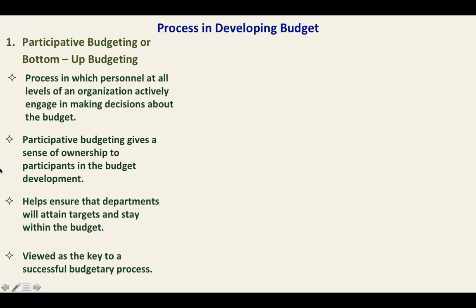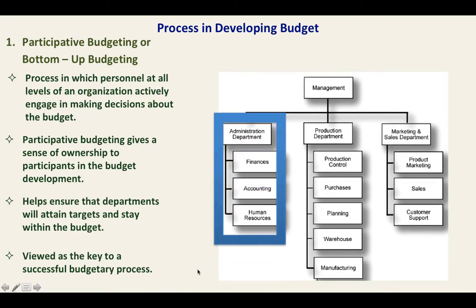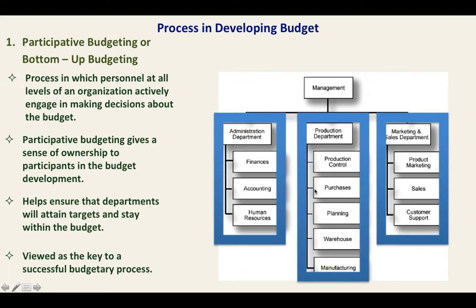So let us illustrate how we are going to implement participative budgeting. If this is our organizational structure, each department will be tasked to develop their respective budgets. So, when each department is tasked to develop the budget, of course, each office under that particular department will be involved and engaged in the development.